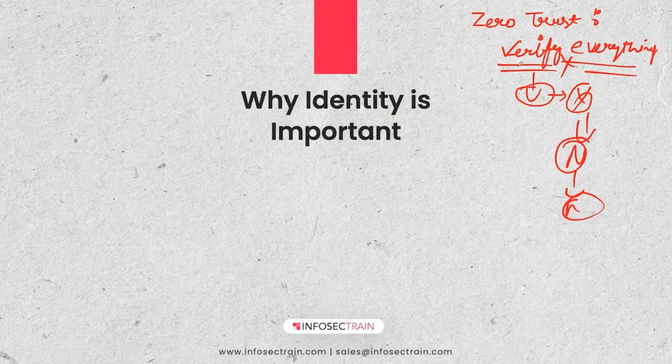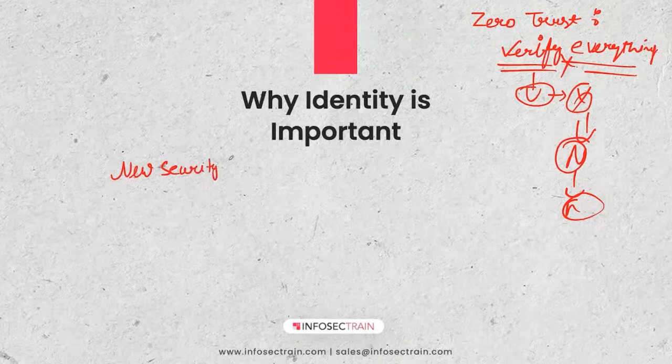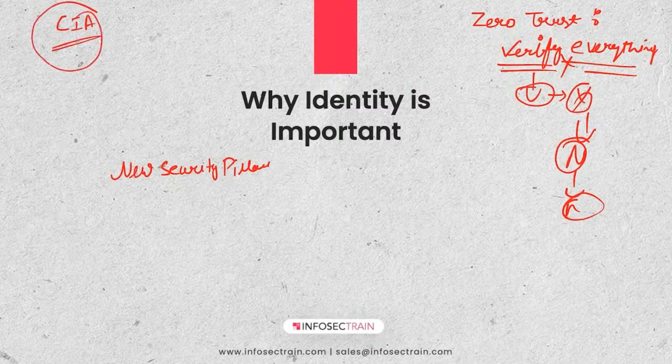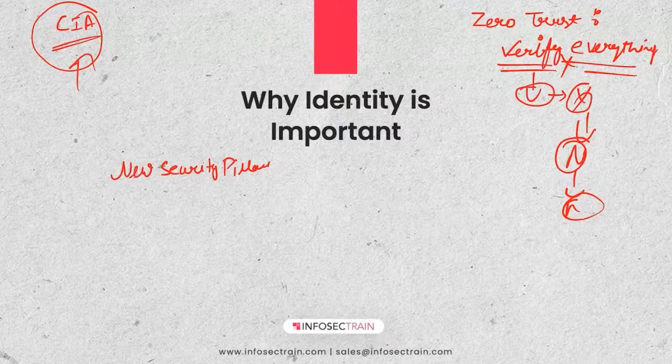Now, this is becoming a new security pillar. If you ask me, it is becoming a very important security pillar. For a very long time, CIA was the foundation, but now identity and access management has also become important. This is modern times. So we have the zero trust model.